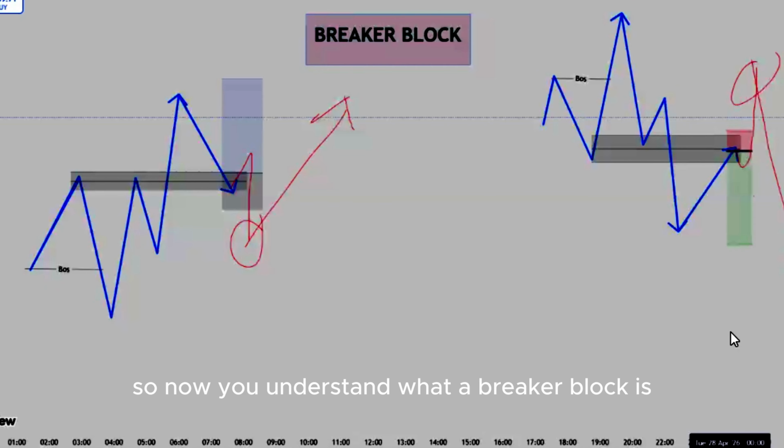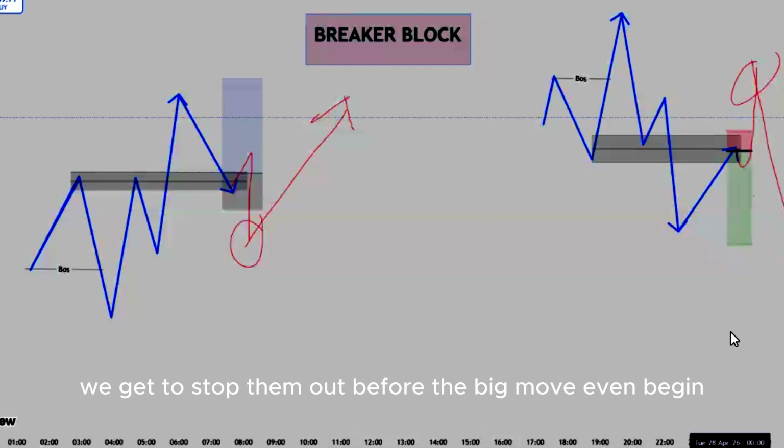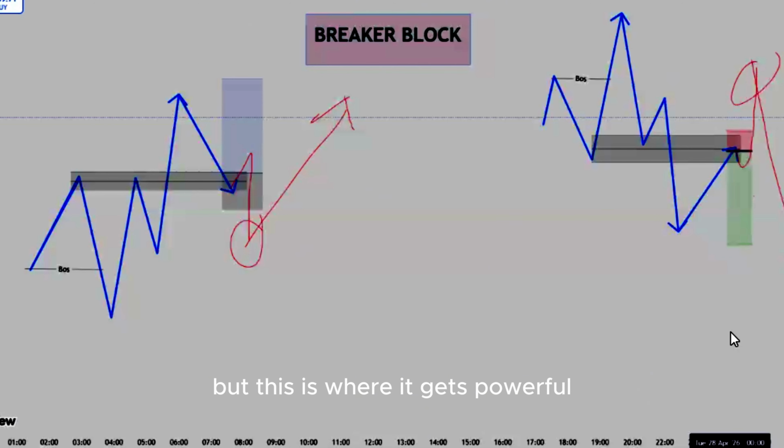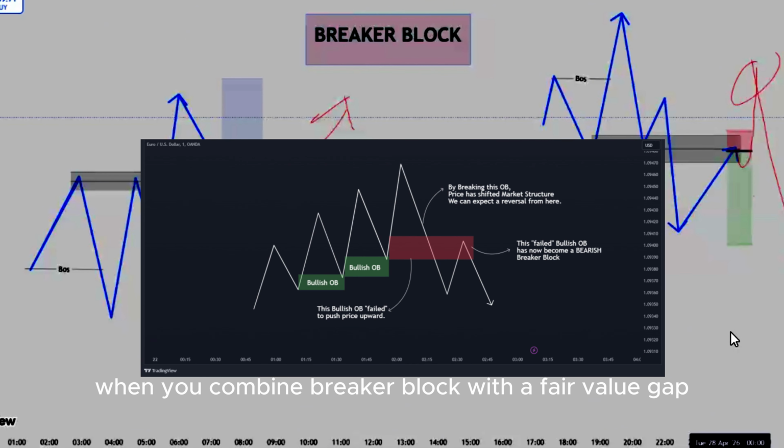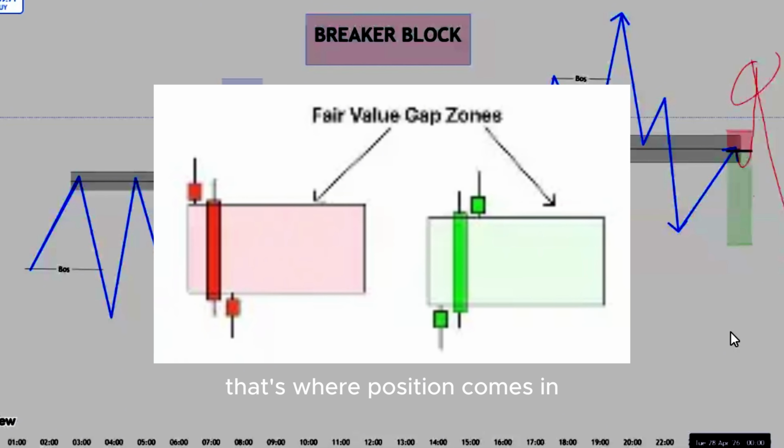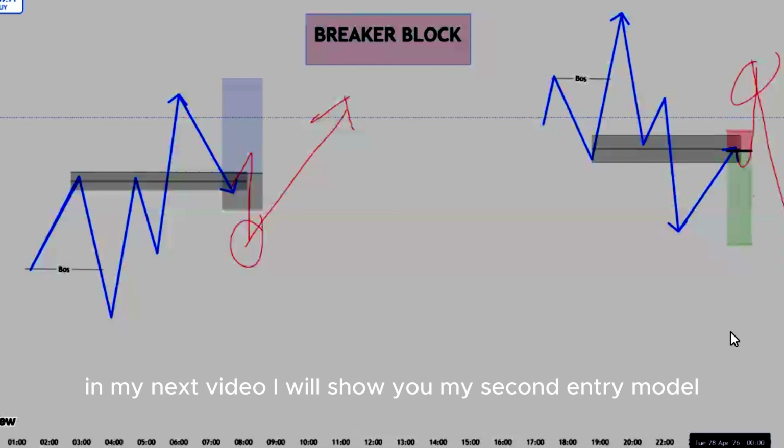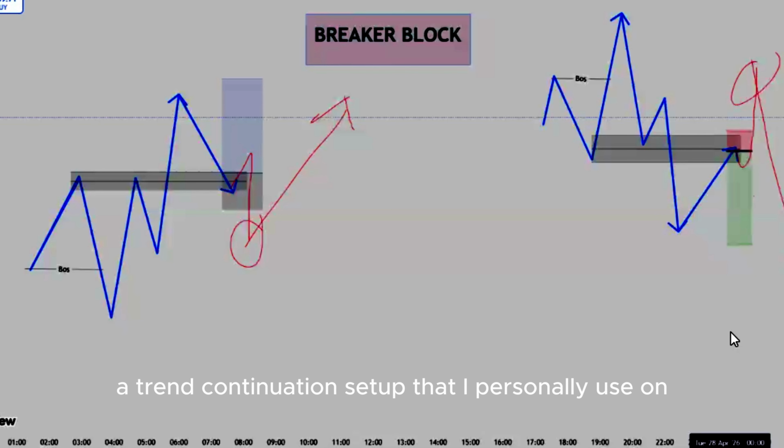So now you understand what a breaker block is. It's a fade level that turned into a trap to trap a lot of impatient and early buyers or early sellers in the market. We get to stop them out before the big move even begins. But this is where it gets powerful: when you combine a breaker block with a fair value gap, that's where precision comes in. In my next video, I will show you my second entry model, a trend continuation setup that I personally use to enter strong momentum moves and stay with the trend.